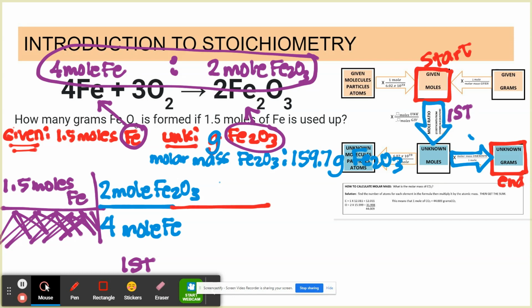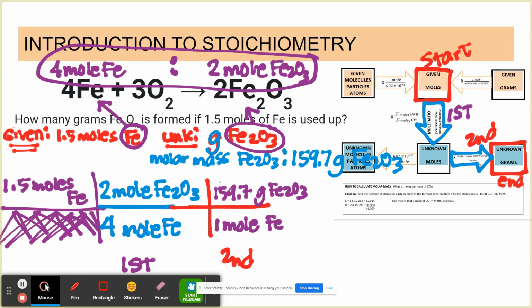Let's do the second conversion factor, our second step. Look at your arrow. In the second step, it clearly says inside that arrow, 1 mole goes at the bottom. So just go ahead and put in 1 mole at the bottom. And then the molar mass of the unknown goes on top. So the molar mass of 159.7 grams of Fe2O3 goes on top. Since this is the unknown, 1 mole at the bottom is also Fe2O3.